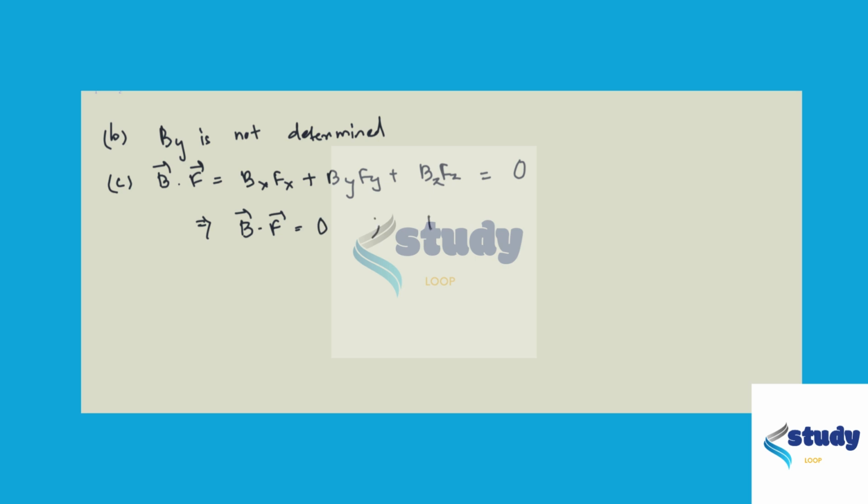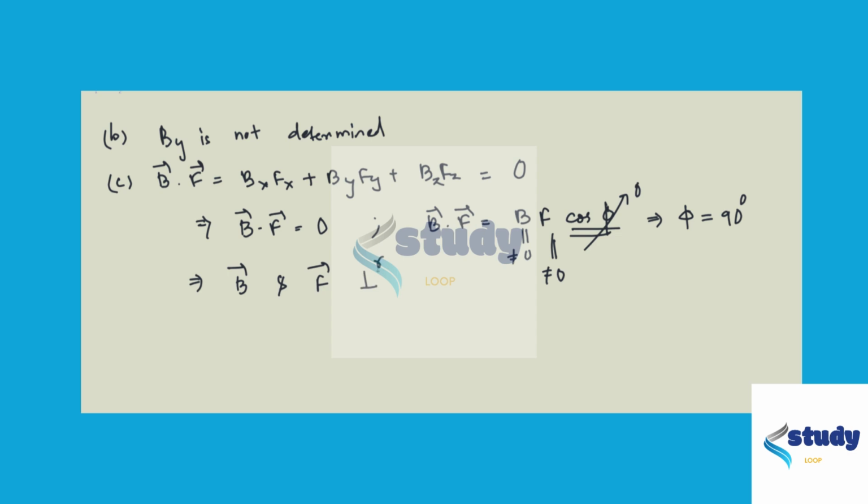But we know that the dot product is also given by the magnitude of B, the magnitude of F times the cosine of the angle between them. And in this case, B is not equal to 0 and also F is not equal to 0. So the only possibility that the dot product will be 0 is when cos theta goes to 0. This means that phi should be 90 degrees. And this says that the magnetic field and the magnetic force should be perpendicular.